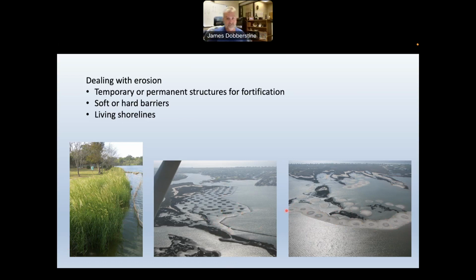Sometimes they are permanent wave breaks. You're going to put in some sort of barrier, maybe a gabion wall or something just offshore that will break up that wave energy before it hits the plants. So a lot of different approaches to this.